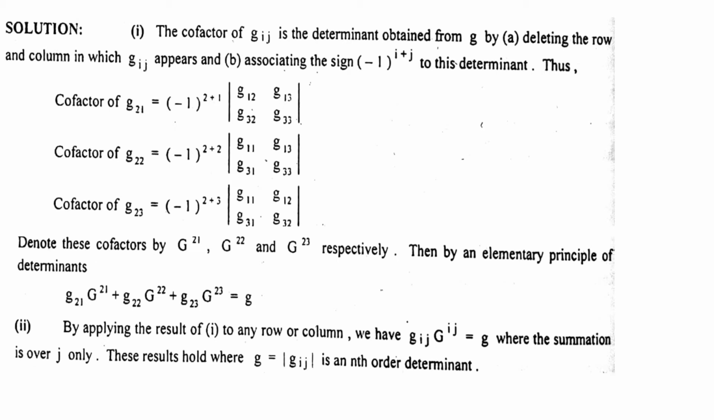These results hold where G = |Gij| is an nth order determinant. Here in this question we attempt this for a 3 by 3 matrix. This can be done for any matrix. What are the benefits or advantages of this method?